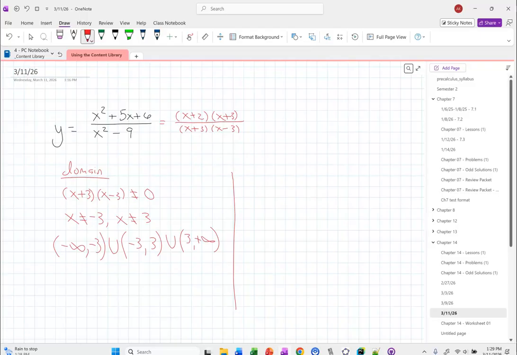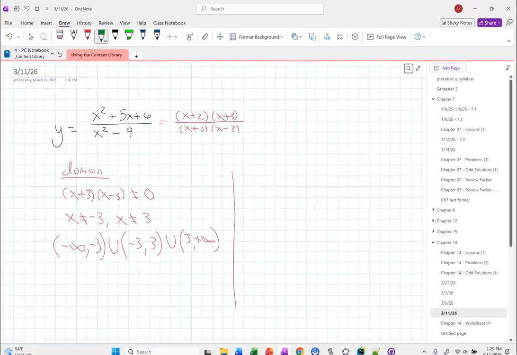Question on the domain? No, that is okay. Back to here. Once we've factored and done the domain, what do we do next? Try to reduce. Is there anything to reduce?